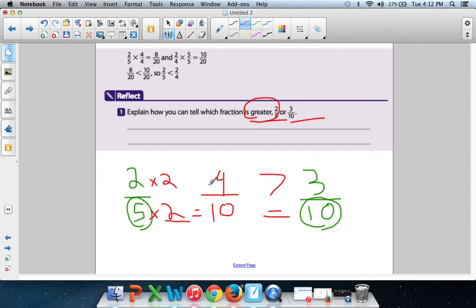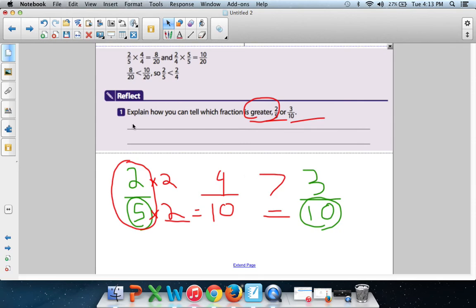And where did our 4/10 come from again? We just found an equivalent fraction for 2/5, right? So it's important that you understand this. Check it out. 2/5 and 4/10 are equivalent fractions. They are the same. And 4/10 is greater than 3/10. So that means that 2/5 is also greater than 3/10.